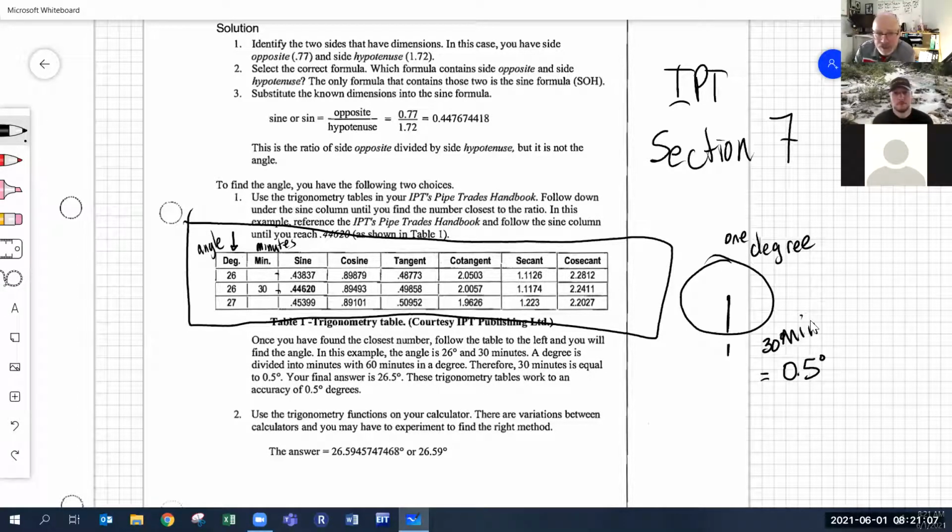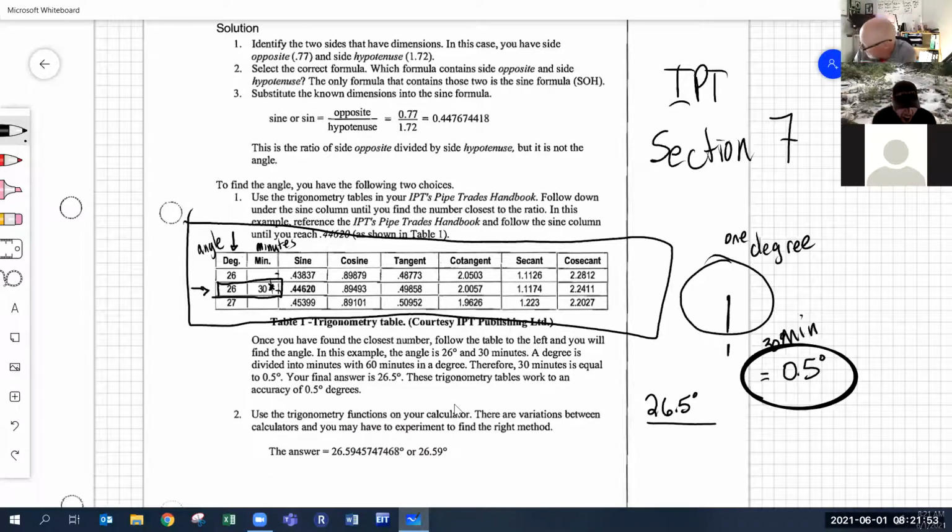So for example, you can see on your book here, if you go 26.5 degrees, and that's what this means right here, 26 with 30 minutes. And if you go 26.5 and you hit the sine button on your calculator, you will get the exact number of 0.4462, or pretty close. So that 30 minutes, right here where it says 30, it means a half of a degree.